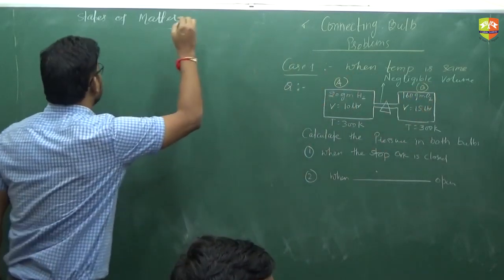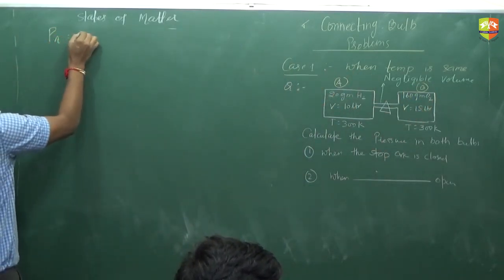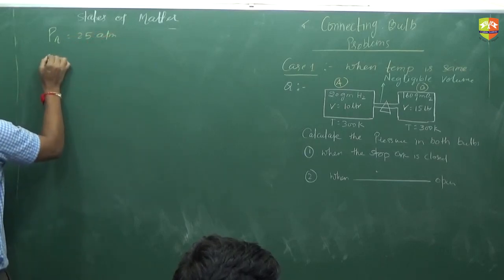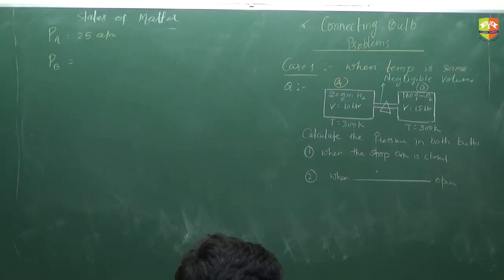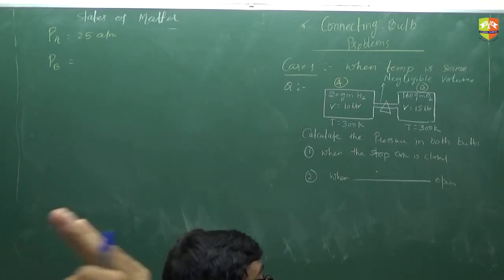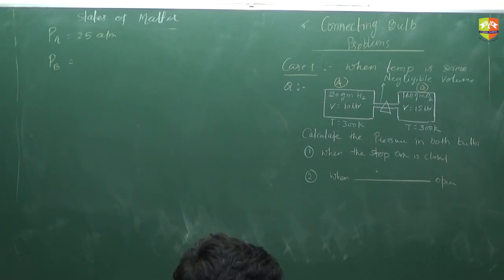So pressure in A is what? 25. Pressure in B? I had 50 by 3. It's R into 0.01 into 300 by 50. No, take R as 1 by 12. But still, the number of moles is 0.01. Leave the mole as a fraction. Moles is 1 by 100. 160 grams, right? 160 by 32, so 2.